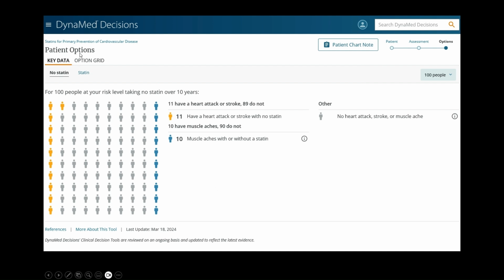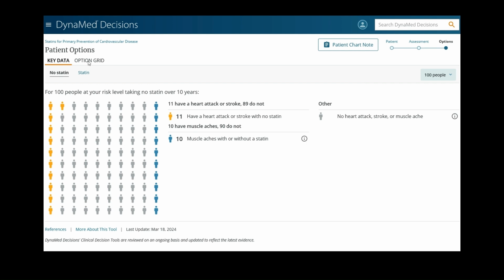On the patient options page, you see that there are two subsections, key data and option grid. Before getting into what those mean, I should note that not every tool from DynaMed Decisions has a patient options page, because not every tool from DynaMed Decisions pertains to shared decision making. So for example, we also have clinical decision support tools for antibiotic management of community-acquired pneumonia, both in the inpatient and outpatient scenarios. And in those instances, shared decision-making really isn't part of the clinical course of care.